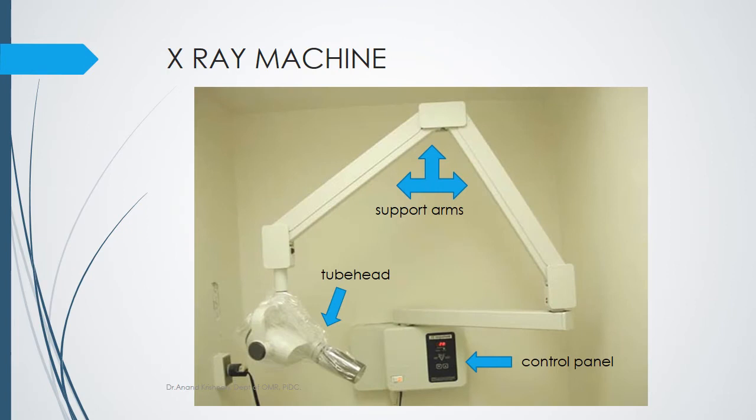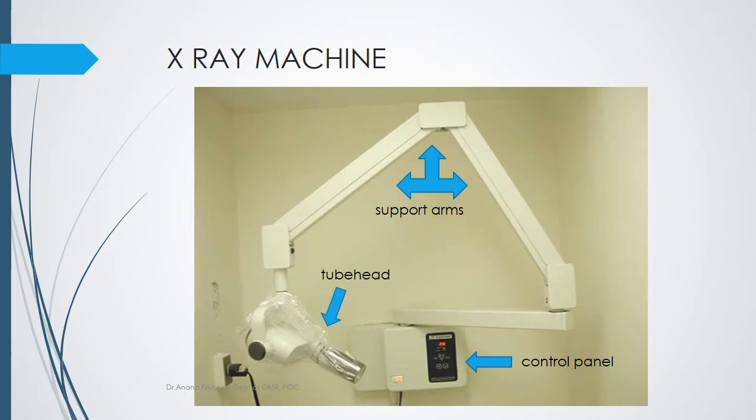So this is the typical intraoral machine that we use. The machine generally consists of a tube head, a control panel, and support arms. It is supplied in two forms. One is a wall mount. What you see in the picture is a wall mount, where the entire machine is fixed to a wall. So it has limited capability, that is, it can only be used within a certain area. It cannot go beyond that.